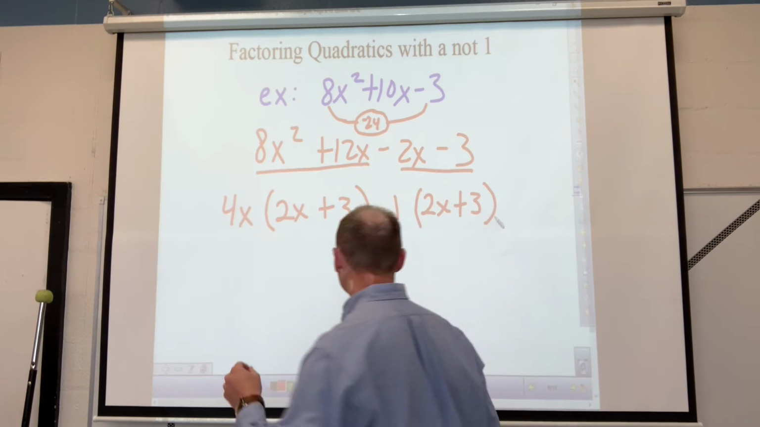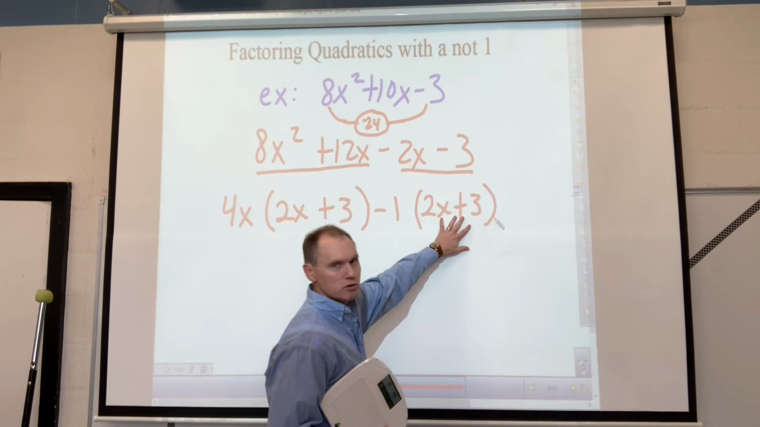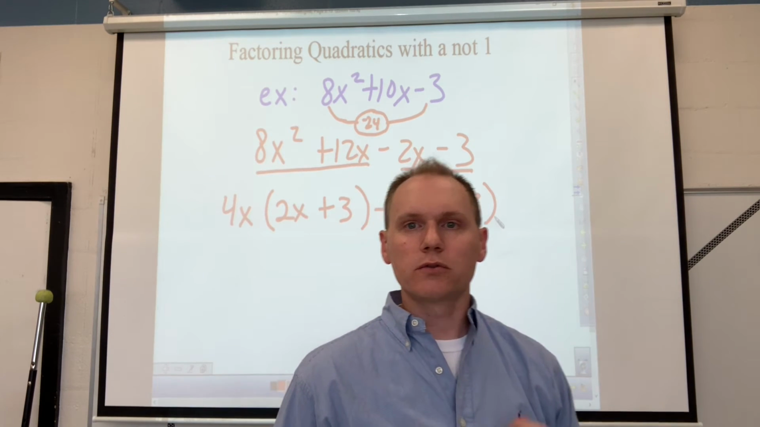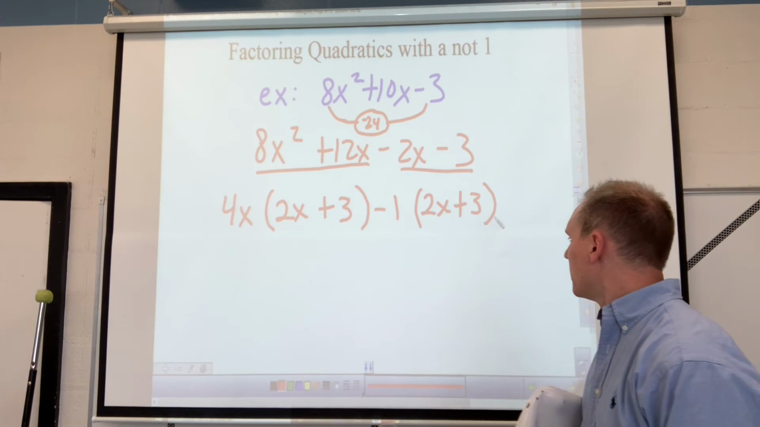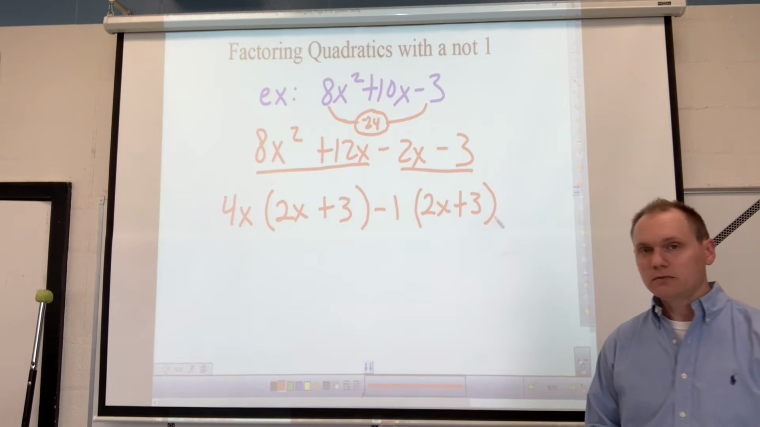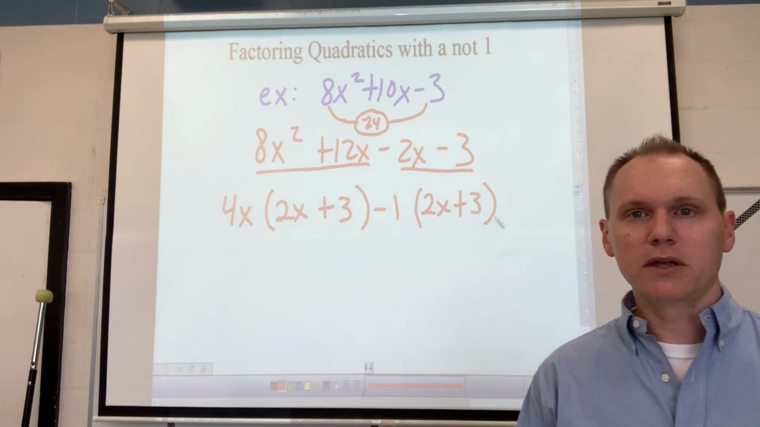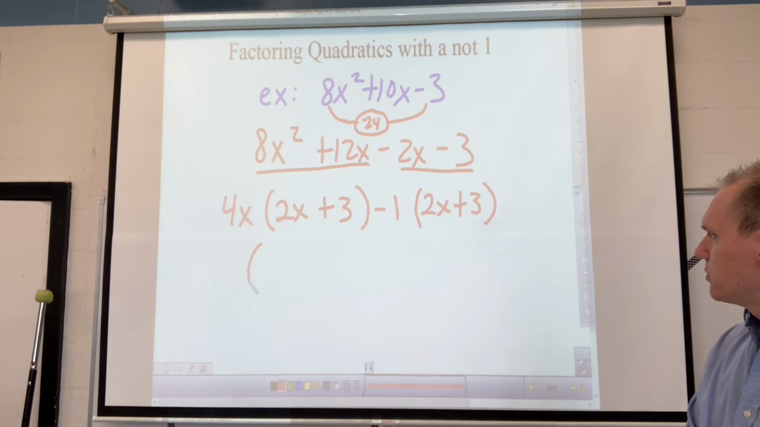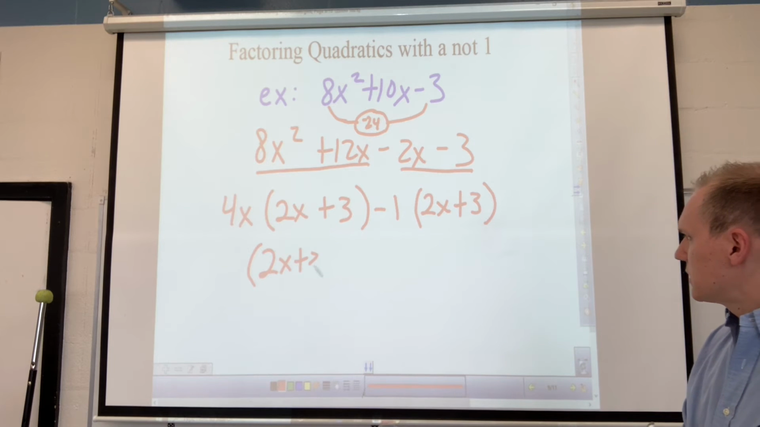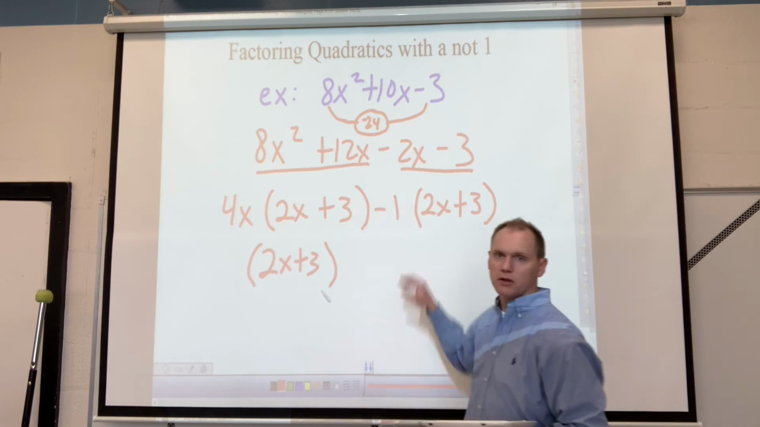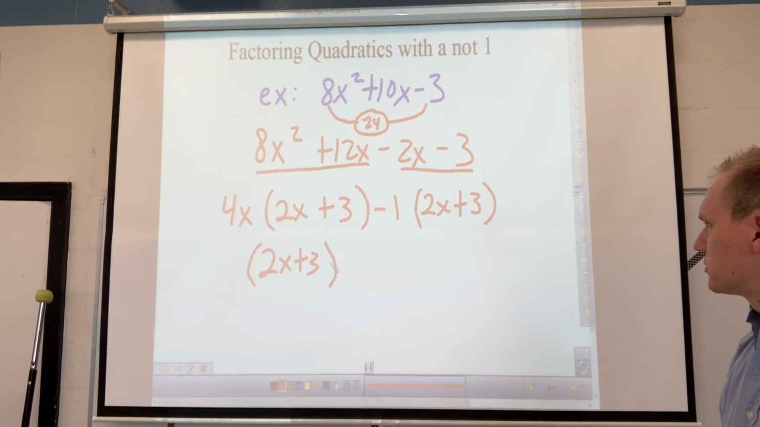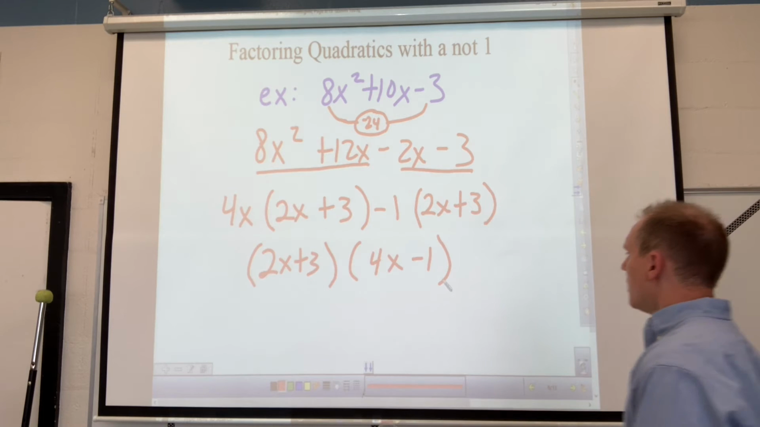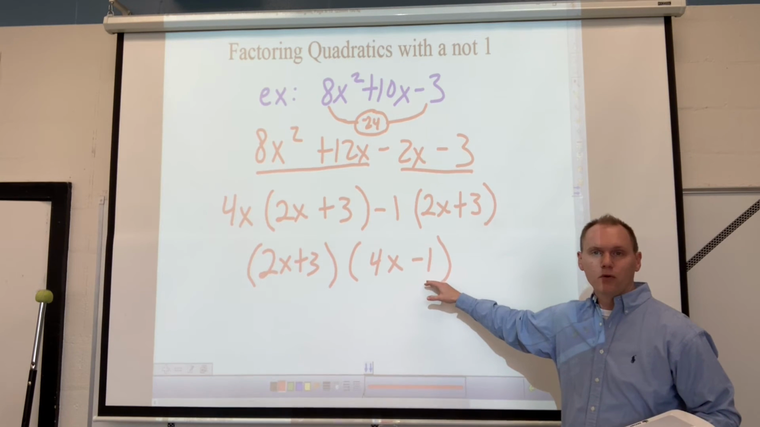Every time you're factoring by grouping, these two should be identical. If these two don't match, these parentheses don't match, then something went wrong in the previous step. You need to go back and check that. Because what we're going to do now is we're going to factor out what we can from the entire expression. So that's going to be 2x plus 3, because that's what's in common here from both terms. So we can factor that out, leaving us with 4x minus 1, which is the factored form of that quadratic.